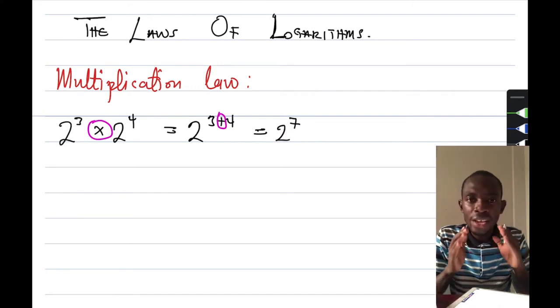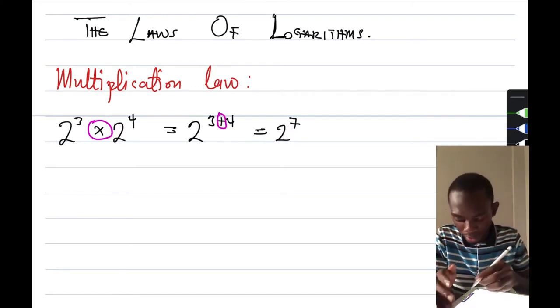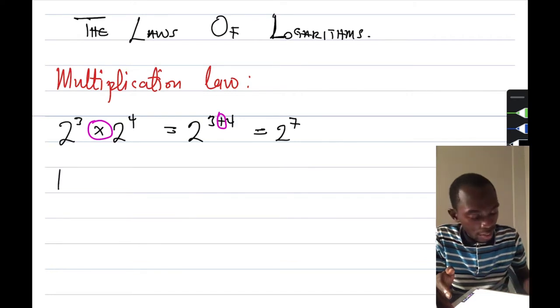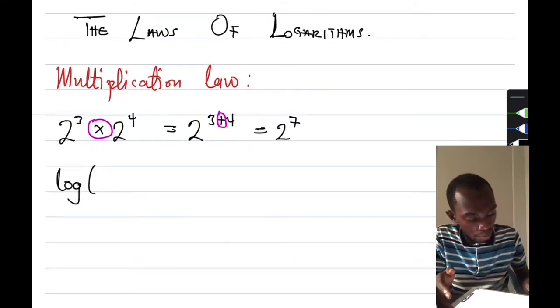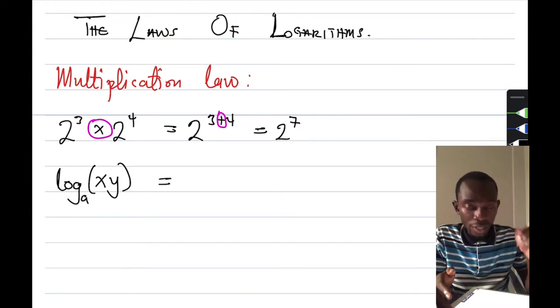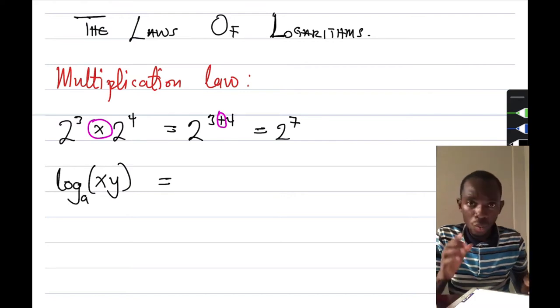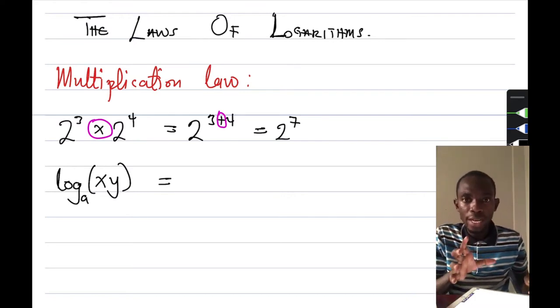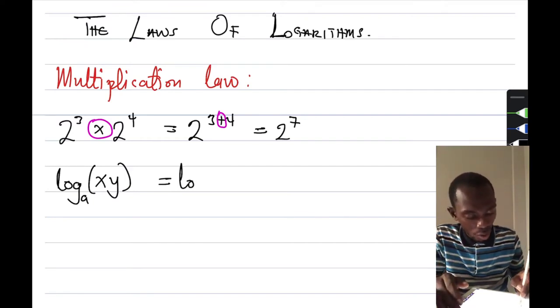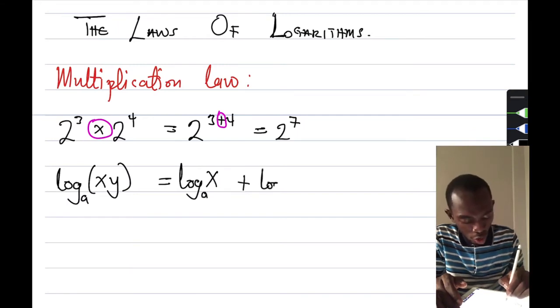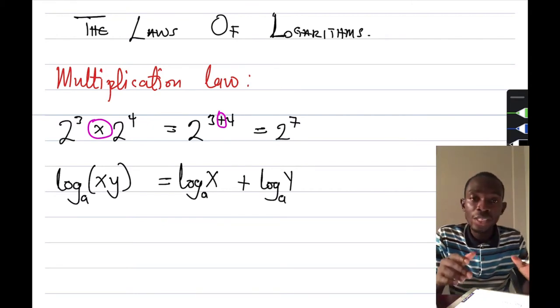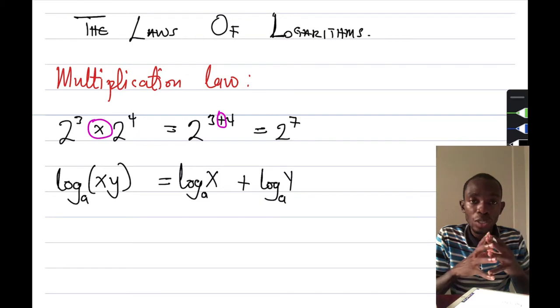Okay, the same principle works in logarithm. So what happens is that, let's say you have log xy base a. Now you see, the x and the y are multiplying, and we know that when they are multiplying, we add them up. So you have log x to the base a plus log y to the base a. All right, so this is what happens. When you're multiplying, you add them up.